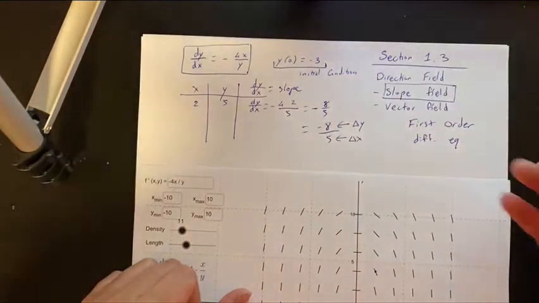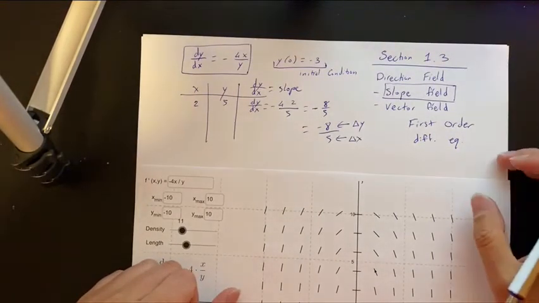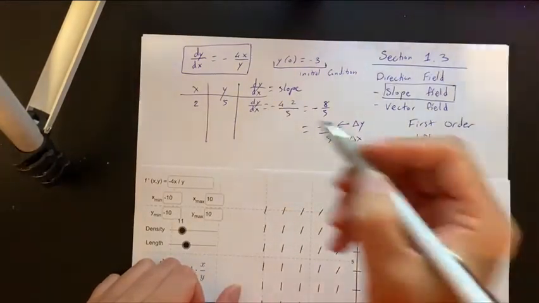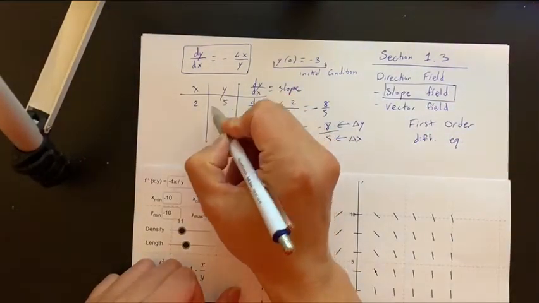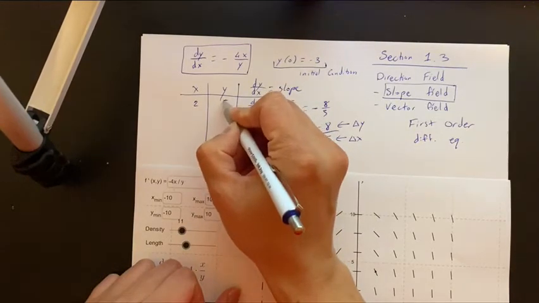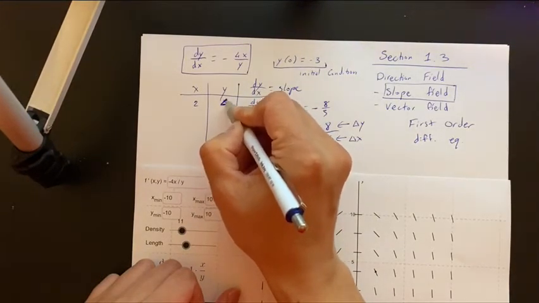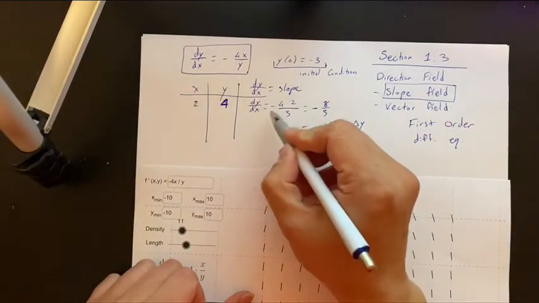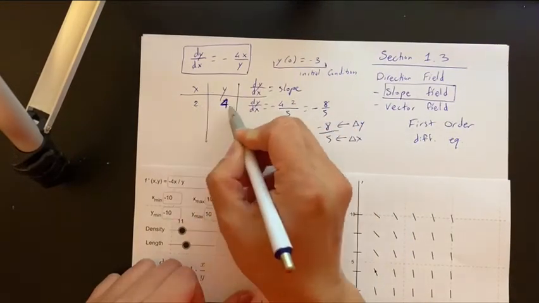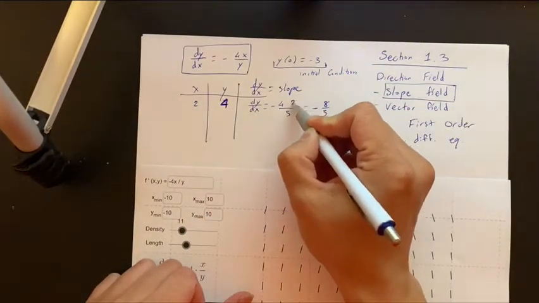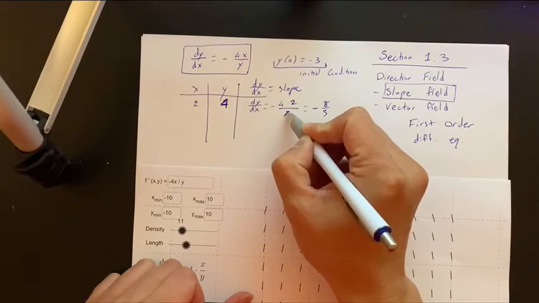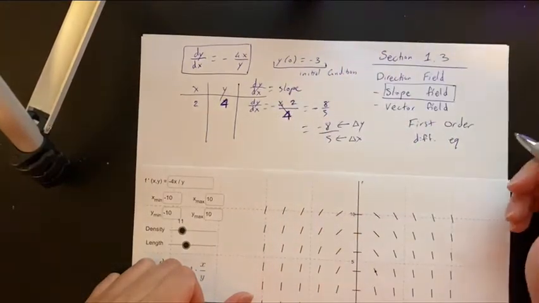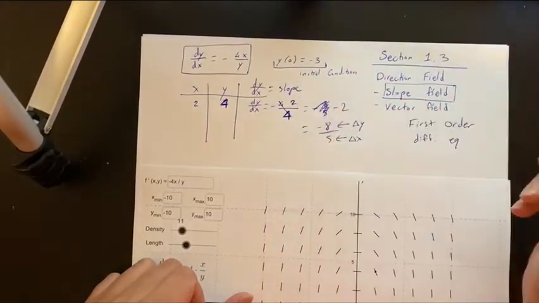So first thing is we're going to create this slope field, and just to do a sample point, for example, I used 2, 5 here, but I'm going to change it to 2, 4. So let's say the point is 2, 4. That means your x is a 2, your y is a 4. So in place of x, I write a 2. In place of y, I write a 4. And so what's your slope? Cancels the 4, and so your slope is a negative 2.